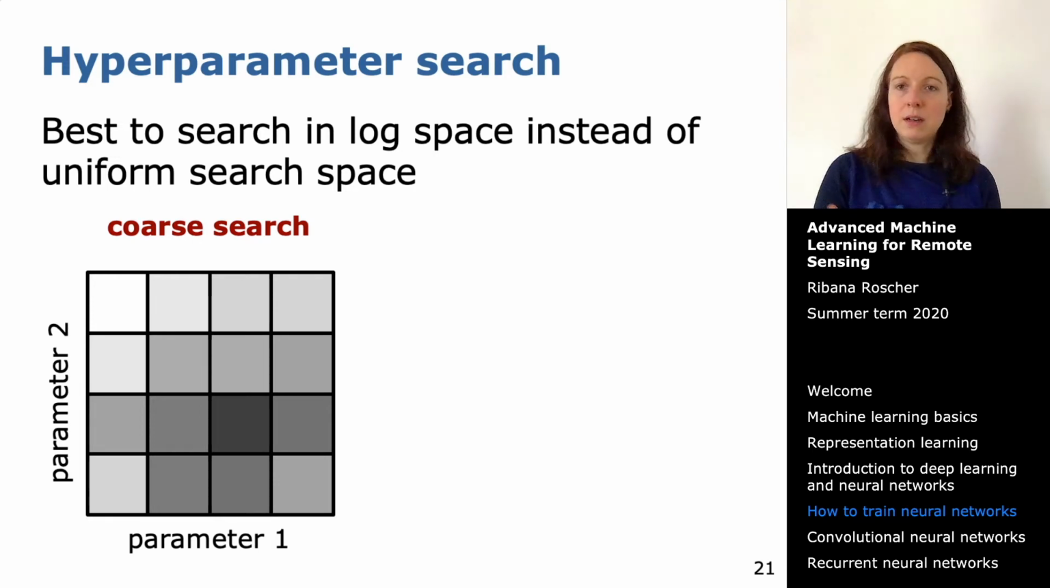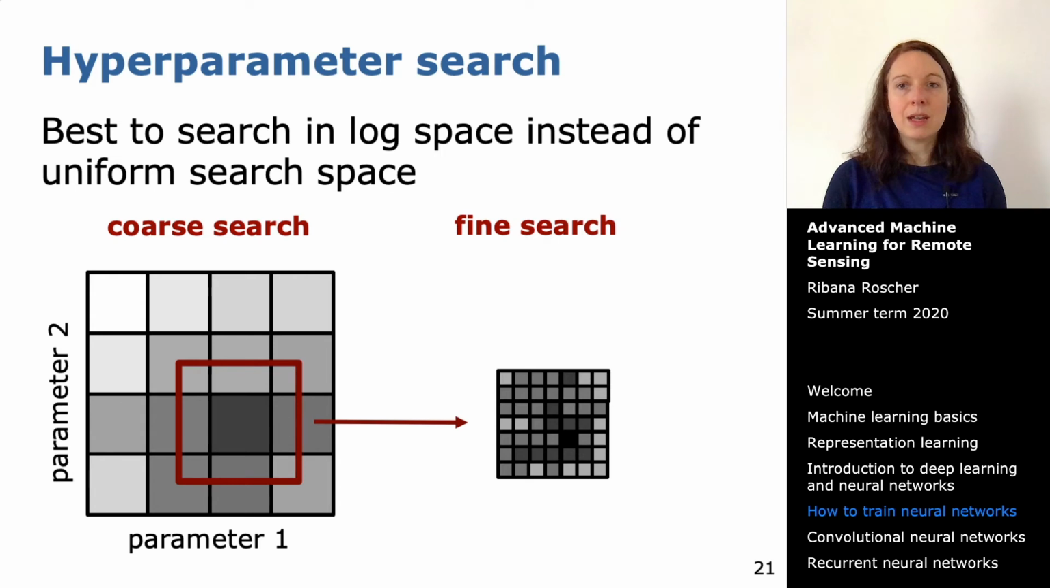So this darker area indicates that you should have a closer look at it. And then you can do a fine search, and again you try parameter combinations of parameter 1 and parameter 2, and you will see that there's again one area which is quite dark, and then you choose exactly this combination of these two parameters to use for the optimization process, or the final stage of the optimization process.